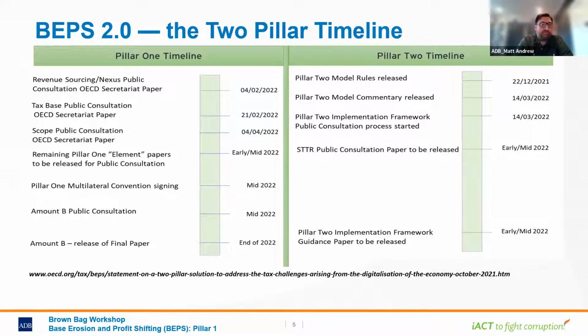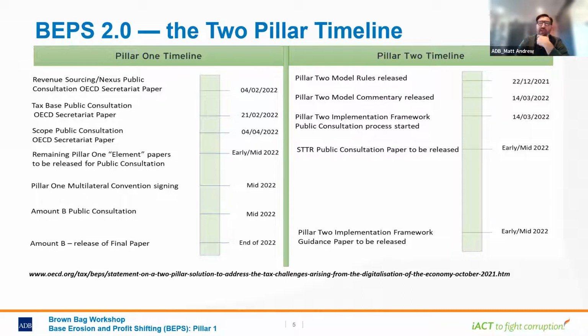We've actually had 5 papers released in relation to Amount A through February, March, April, and May, with the OECD due to release further papers in the coming months for the constituent parts of Amount A. The Amount B document is due to be released at the end of 2022, but as notified by the OECD, we're expecting a public consultation will occur on Amount B in 2022.